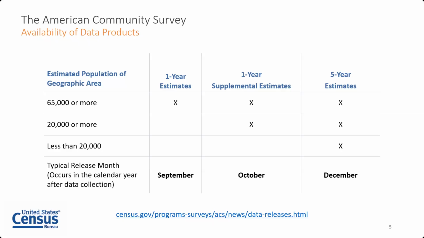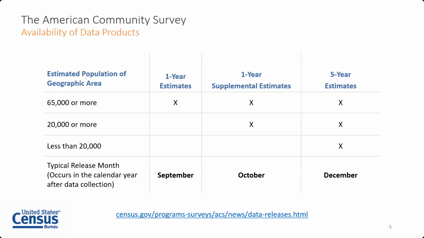So for example, the 1 year ACS data collected from January 1st through December 31st of 2024 were released September 11, 2025. So ACS 1 year estimates, which combine data collected over 12 months, are available for geographic areas with a population of 65,000 or more. ACS 1 year supplemental estimates are a set of simplified tables of detailed tables that are available for geographic areas with populations of 20,000 or more.